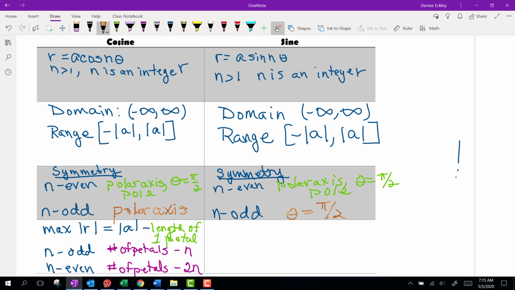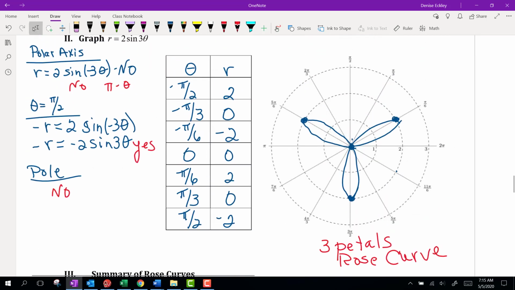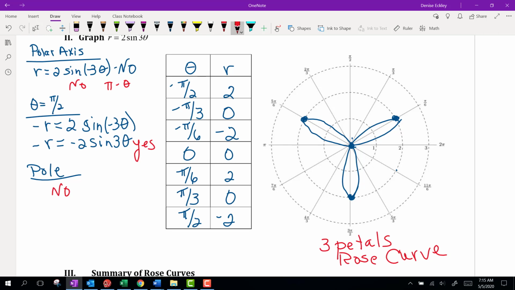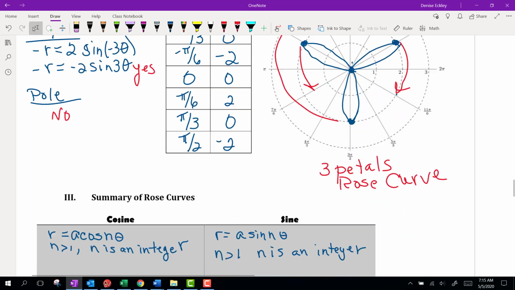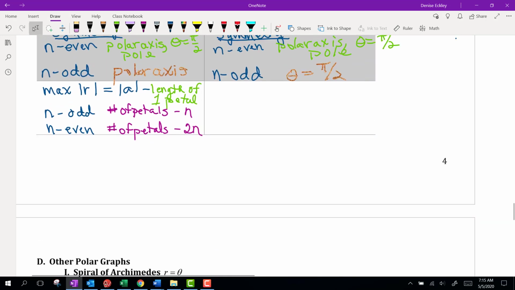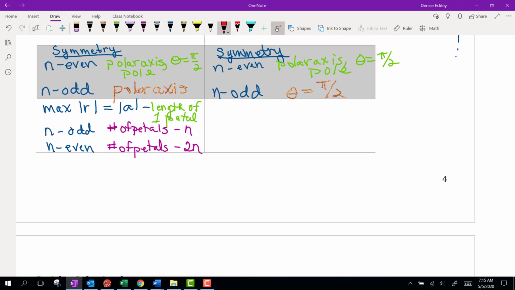And if you change a to a negative, it flips it over. So that first petal that we saw here in this example would be flipped up to the top. This would be rotated, and these would be down here like that. And same with cosine. It lays along the x-axis, so it gets rotated when a is negative. So it's flipped over to the negative x-axis or negative polar axis.